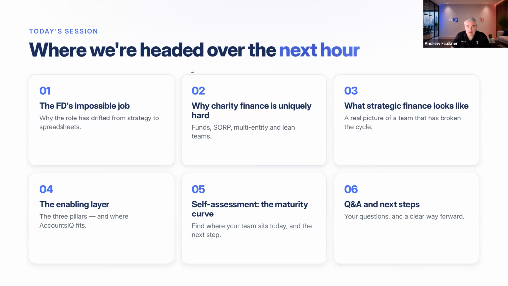We're then going to look at why the charity finance function is uniquely hard compared to commercial businesses out there, when you start layering in things like SORP, fund reporting, some of you might be multi-entity, but you always tend to be running much leaner teams than you'll find in the commercial space. What strategic finance looks like: a real picture of a team that has broken down that cycle, and we have an example that we're going to share with you on that. The enabling layer, the three pillars, and where AIQ actually fits within all of that.